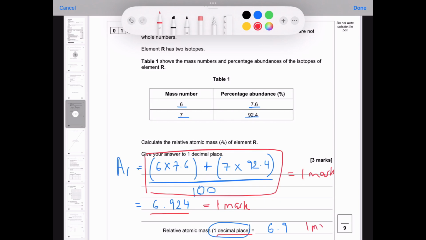So you can see how the 3 marks are broken down, and this is why it's really important to always write out your working out or your thought process, you know, because sometimes you can get a few additional marks even though you don't get the final answer.